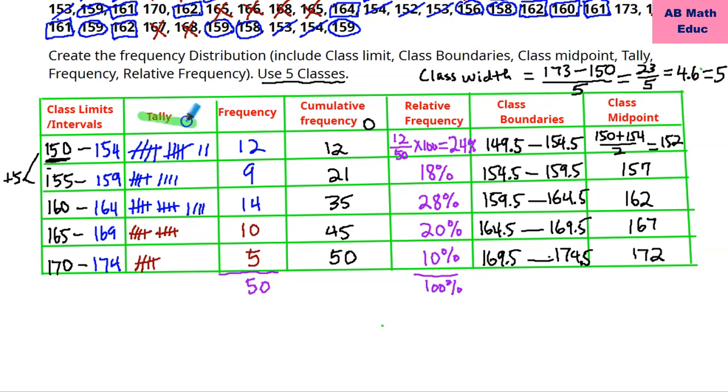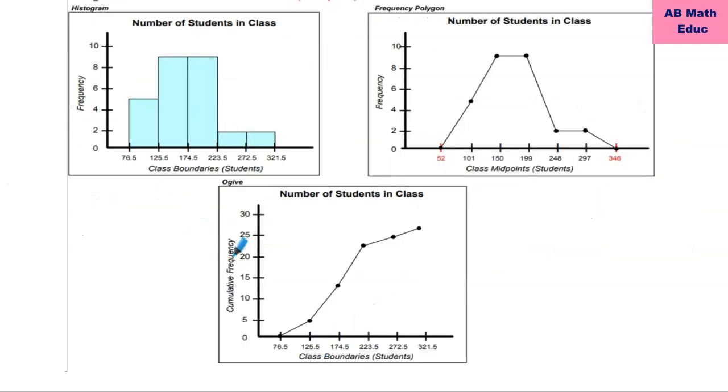Now, what is the importance of each column? Tally helps you to get your frequency. And the importance of the frequency is that it helps you to see the number of occurrences of whatever height that you were looking for. The importance of the cumulative frequency is that it helps you to graph what we call a cumulative frequency graph, that we call an ogive. That's the reason why it always starts from 0 and then goes up. So the cumulative frequency helps you to do the ogive graph.